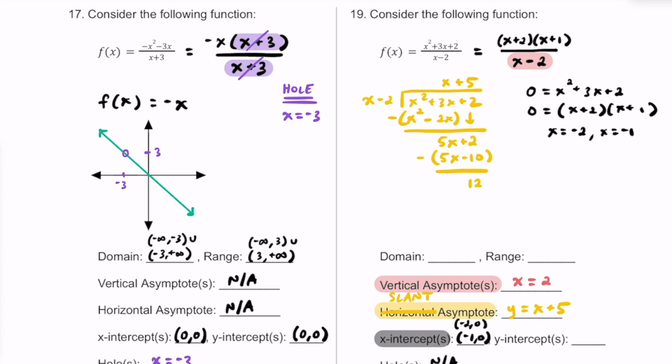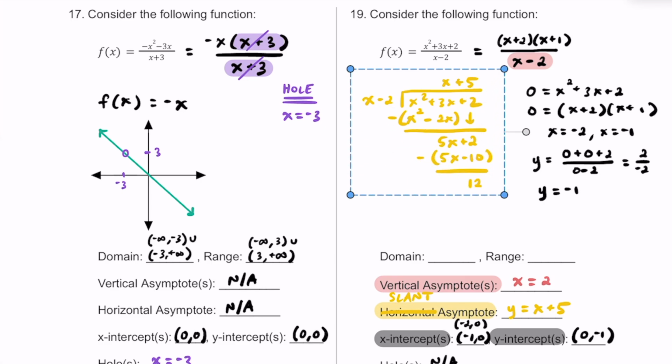Now what about for the y-intercept? The y-intercept is going to occur when x is equal to 0. So we can say that y would be equal to 0 squared, which is 0, plus 3 times 0, which is 0, plus 2, all over 0 minus 2. Now on top we're going to have just a 2, on bottom we have a negative 2, so we're going to have a y-intercept when y is equal to negative 1. So we're going to say at 0, negative 1, we're going to have a y-intercept.